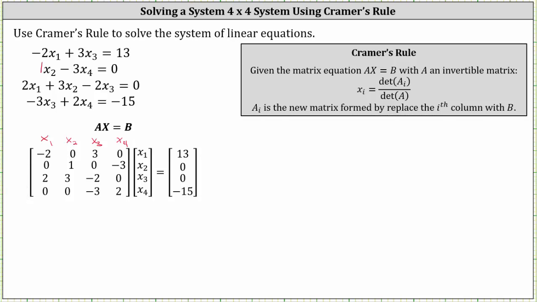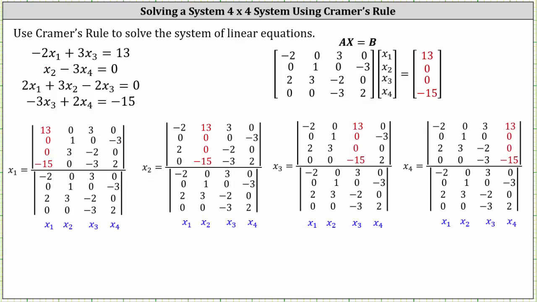And then we have times the variable matrix, where we have a column matrix, and the entries are x sub 1 through x sub 4, equals on the right matrix B, which is a 4 by 1 matrix containing the constants on the right. We have 13, 0, 0, negative 15. And now we can apply Cramer's rule to solve for x sub 1 through x sub 4.